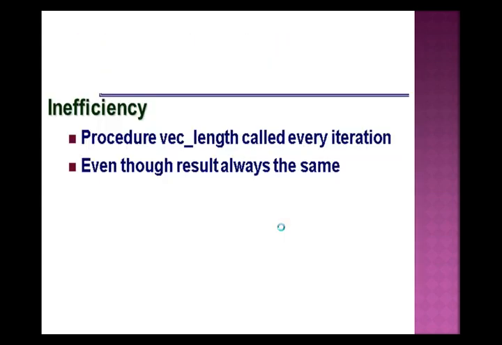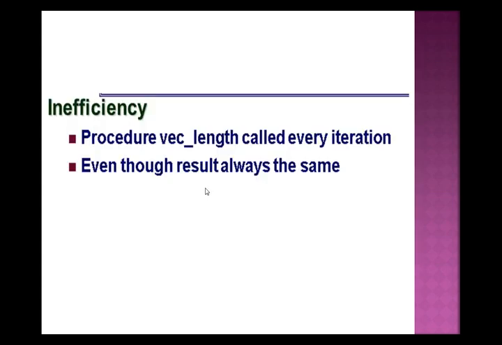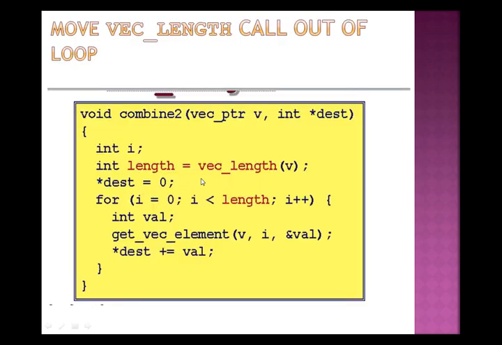What is the inefficiency in this loop? The procedure vec length is called every iteration, that is this function will be called at every iteration. The first iteration is when i equals 0, the next iteration is when i equals 1, the next when i equals 2. The iteration goes on in the same way and the vec length function will execute every time. The next point says even though the results are always the same. Whenever we iterate the function, the results are always the same. That is your next inefficiency or limitation.